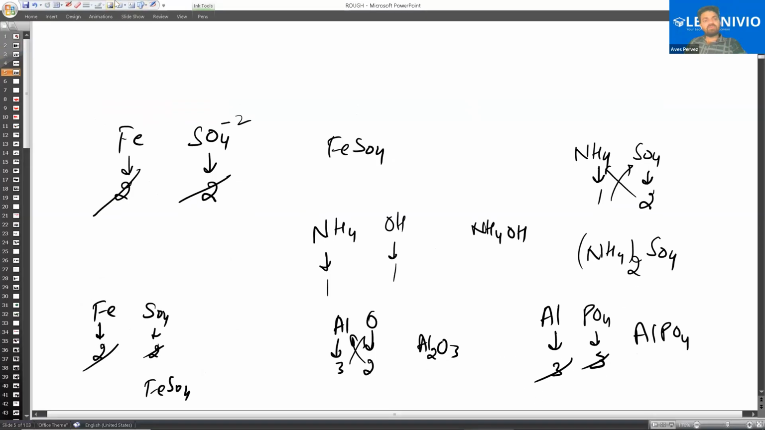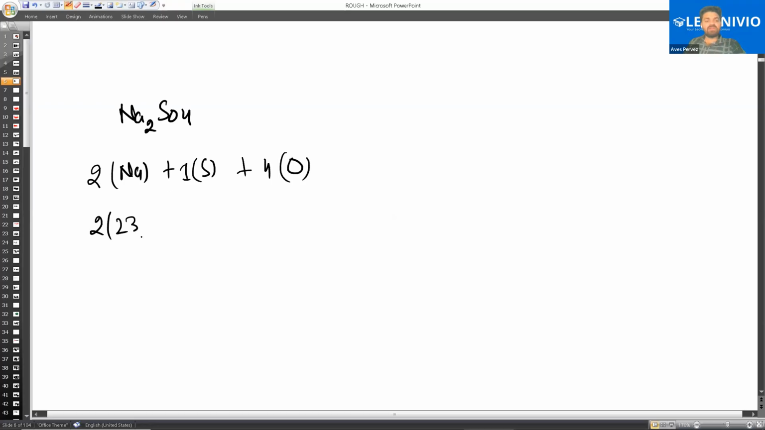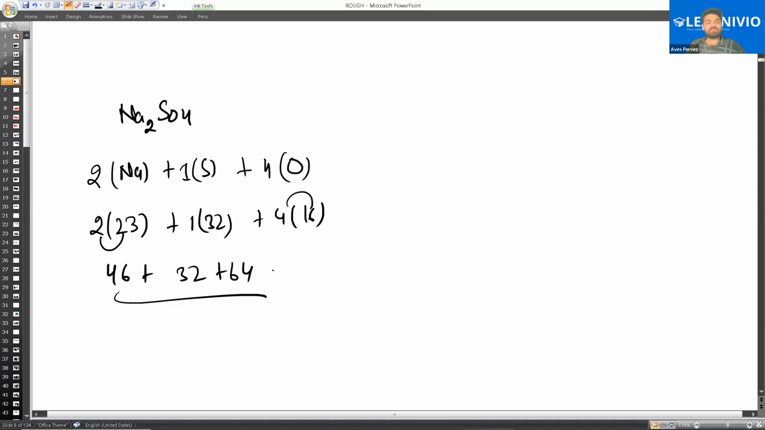So the easiest way to calculate the molecular mass of a compound, for example, the molecular mass of sodium sulfate, Na2SO4. How will you calculate it? You will write sodium, how many atoms are there? 2. Then plus sulfur, 1. Then oxygen, 4. Then 2 into the molecular mass of sodium, 23, plus 1 into 32 plus 4 into 16. You will get 46 plus 32 plus 64. When you add all this, you will get the mass of sodium sulfate.